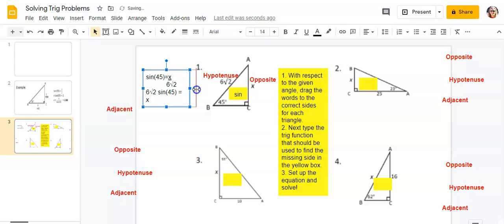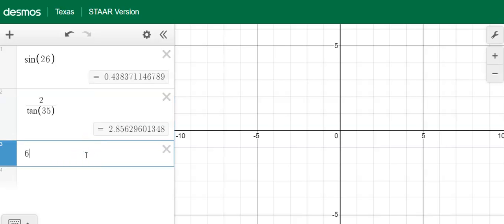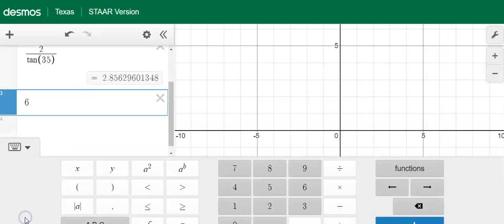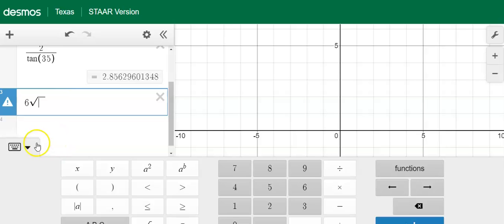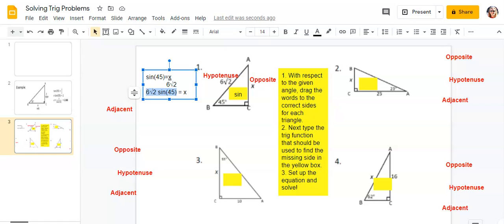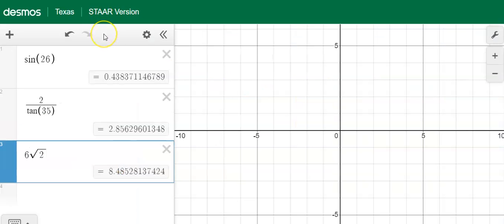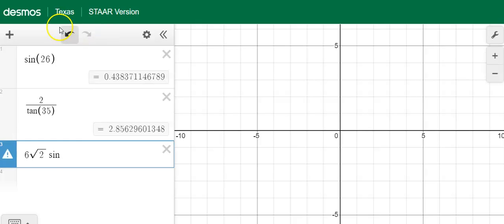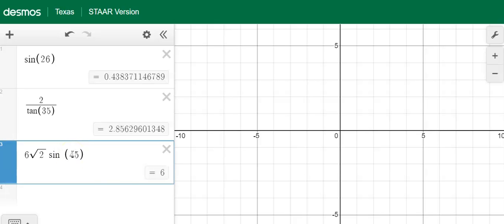So the next thing I'm going to do is to go type this whole thing, 6 square root of 2 sine 45 into Desmos. So 6 square root. Go down here to the keypad. It's right there. You can barely see it, but it's there. 2. And then I've already forgotten what I was supposed to write. Sine of 45. Make sure sine is not inside this. It needs to be on the outside. And look, it says 6.